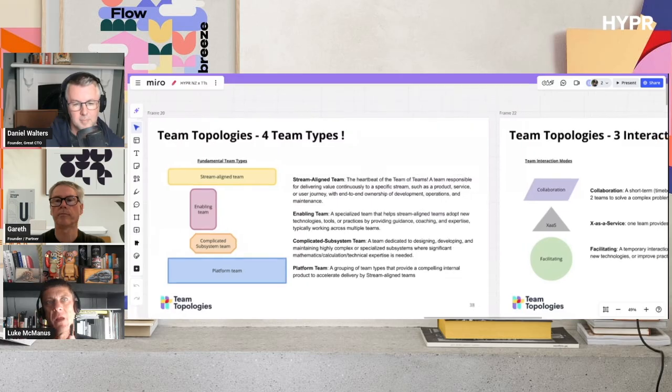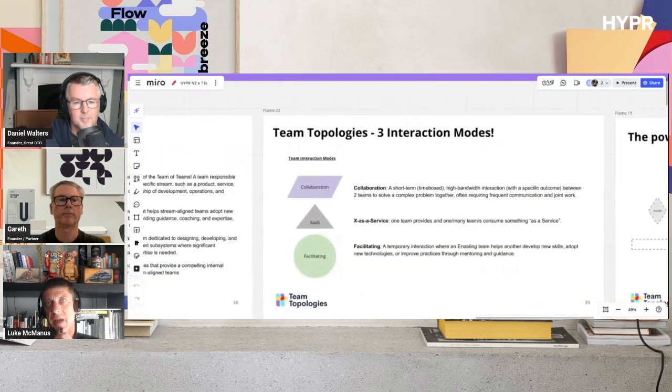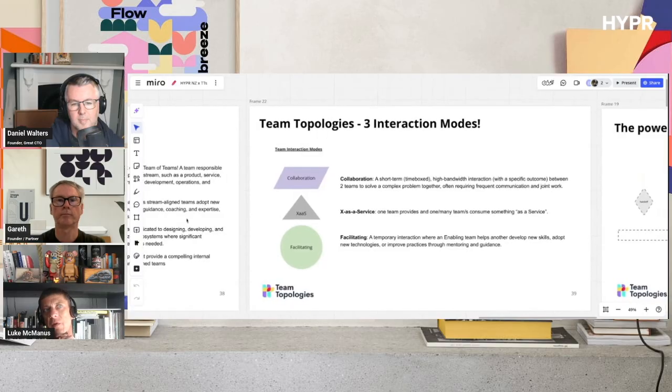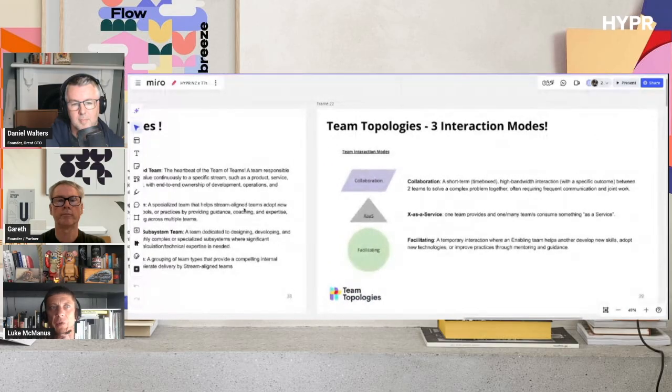As you said, they have a bunch of skills, but they don't actually do the delivery. They're more of a teaching or a coaching or a guiding function.